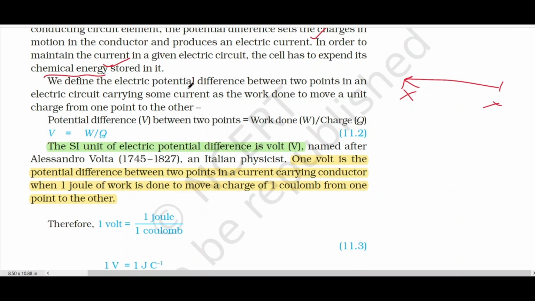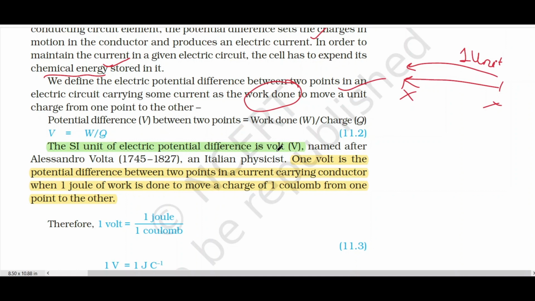We define the electric potential difference between 2 points in an electric circuit carrying some current as the work done to move the unit charge from one point to another. The potential difference V between 2 points is equal to work done upon the amount of charge carried. तो आप एक पॉइंट से दूसरे पॉइंट में एक यूनिट चार्ज कैरी करने के लिए कितनी एनर्जी लगाते हैं या कितना वर्क डन करते हैं, उससे पता लगेगा कि आपका पोटेंशियल डिफरेंस कितना है.